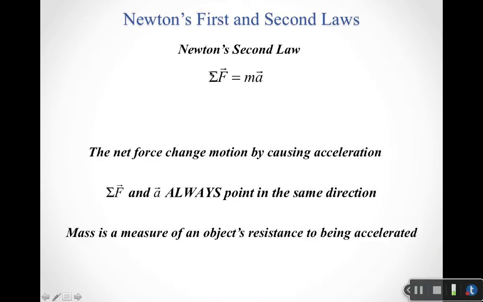And then the third thing that Newton's second law tells us is that, let's say you keep the net force the same. If you increase the mass of the object, the acceleration is actually going to decrease. So what that means is that mass is a measure of an object's resistance to being accelerated. The more massive you make the object, the larger the net force has to be to get the same acceleration. So this is sort of fundamentally what Newton's second law is trying to tell us.